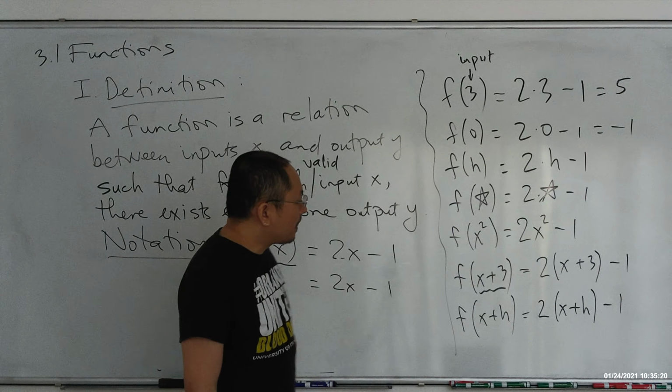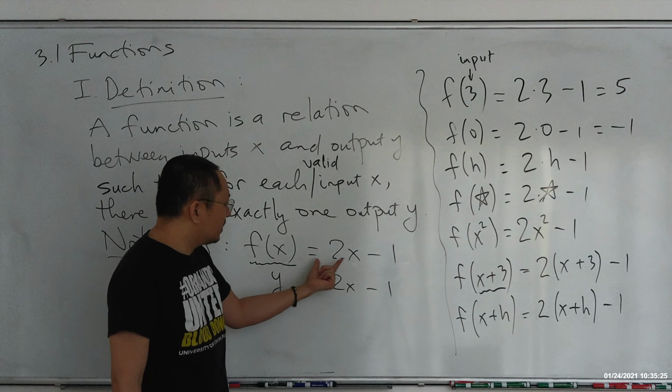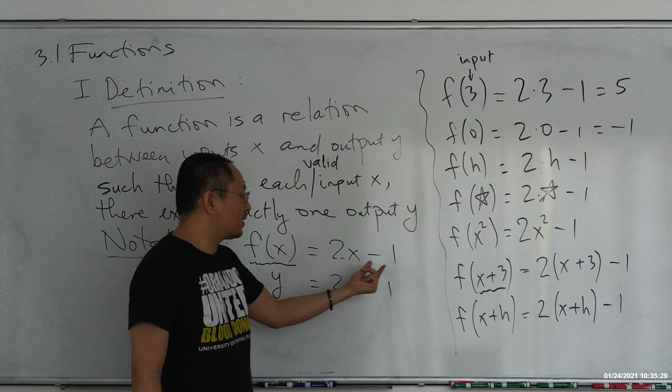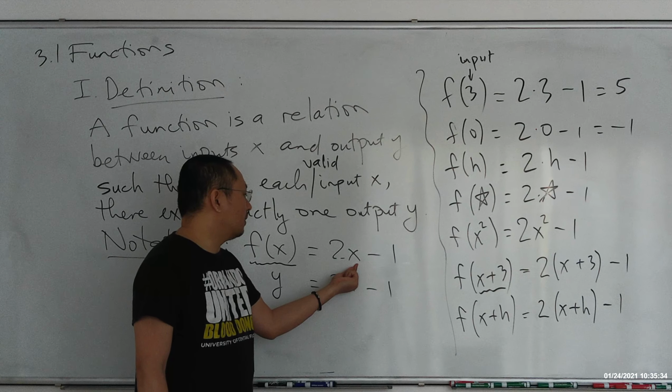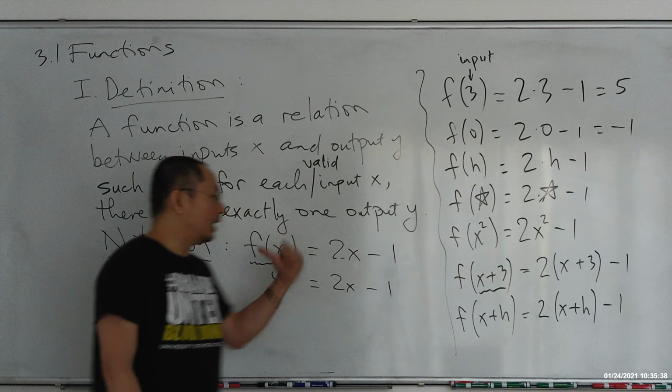Whenever you are given the notation f(x) equal to a combination of x, in this example 2x minus 1, it means whenever I receive an input x, my job is to multiply x by 2 and subtract 1. I'll give you back an output.